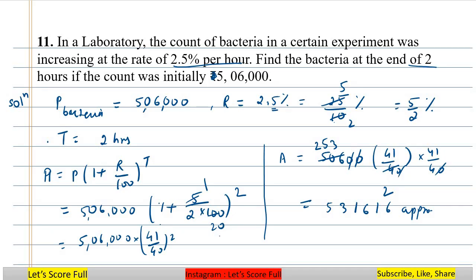As the number of bacteria cannot be in decimal, if it is coming in decimal, round it up, right? So in the final statement you can write what they have asked, the count of bacteria. Most of the time, answer in the same language they have asked the question. Here the count of bacteria in a certain experiment was increasing, find the bacteria at the end of 2 hours. So number of bacteria at the end of 2 hours will be 5311616 approximately. If you want, you can write approximately here, right?